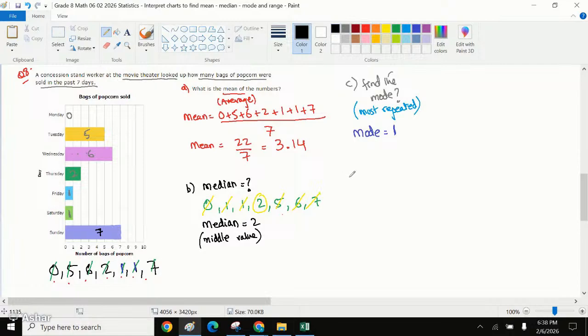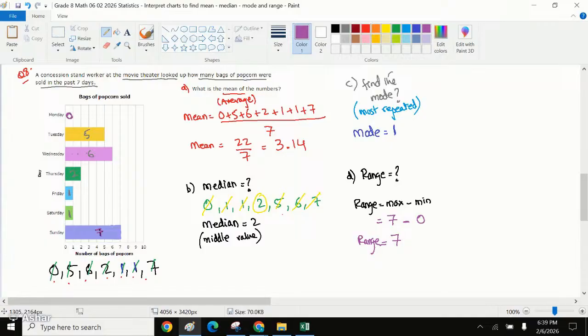And the last part, the fourth thing that we need to find, is the range. In order to find the range, we take the difference between the maximum, the highest value, minus the minimum, the lowest value. So what was the maximum score? I think 7 was the maximum, minus the minimum, no bags of popcorn sold. That means the maximum sale done was 7, right?